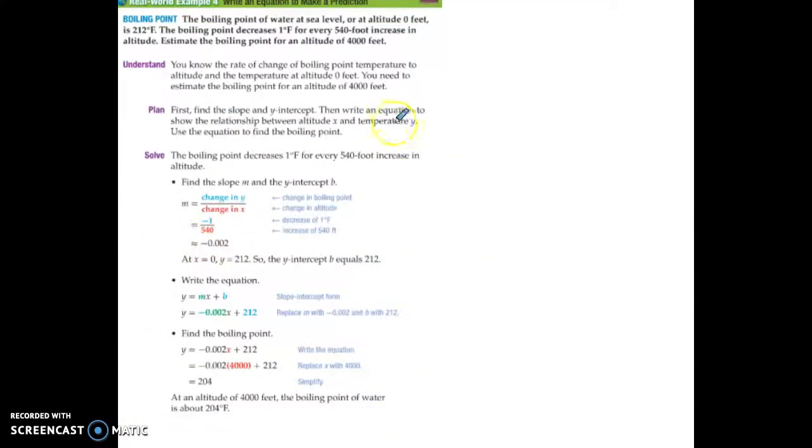Alright, we better do a real-world problem. The boiling point of water at sea level, at 0 feet, is 212 degrees Fahrenheit. So 0 feet matches with 212. And the boiling point goes down 1 degree Fahrenheit for every 540 feet increase in altitude. So now, at 540 feet, the new boiling point goes down 1. So it's going to be 211. Tricky. Alright, there's our 2 points.